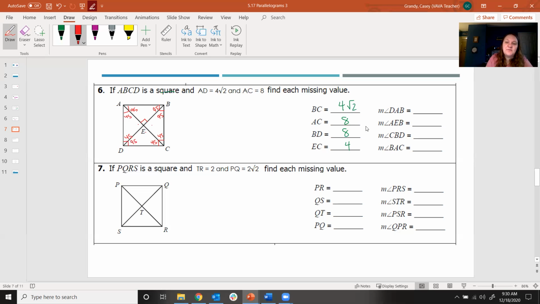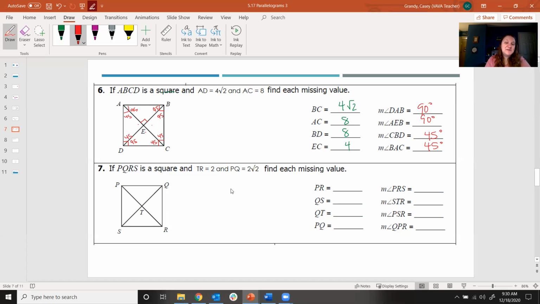DAB. Oh, well, that's that right 90-degree angle. It's a right angle. AEB. That's a right angle. CBD. That's this guy, 45. And BAC. Here we are, 45 degrees again. So even though none of the angles were actually given to me, because I know those properties of the rectangle and the rhombus, I was able to figure them all out.